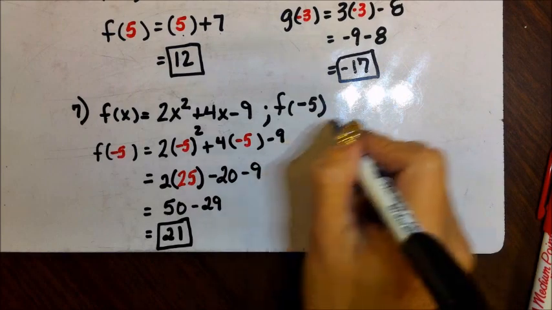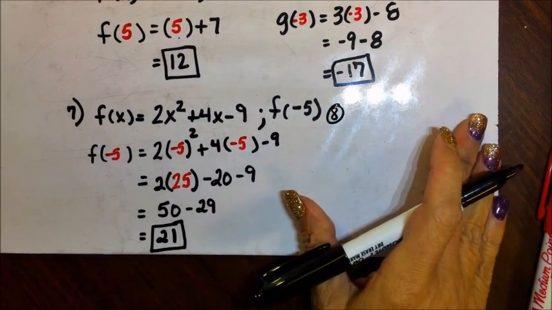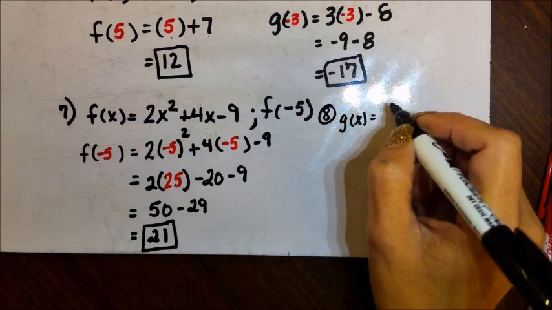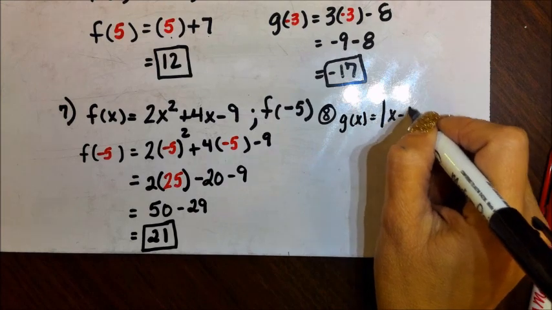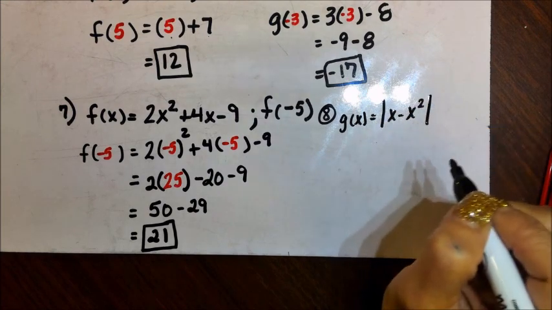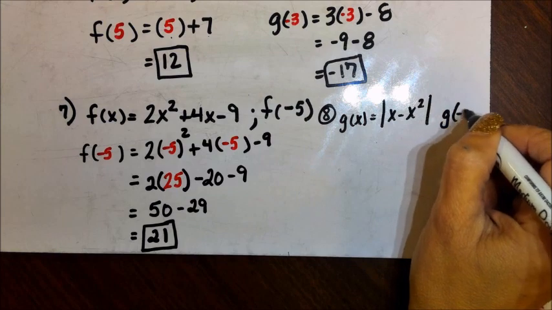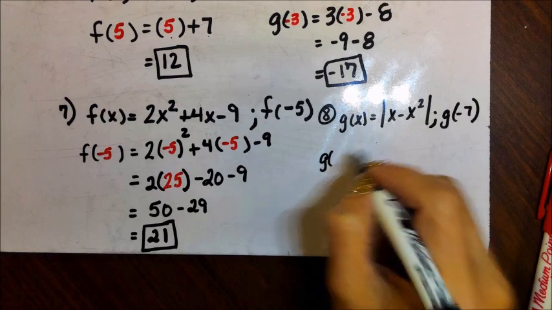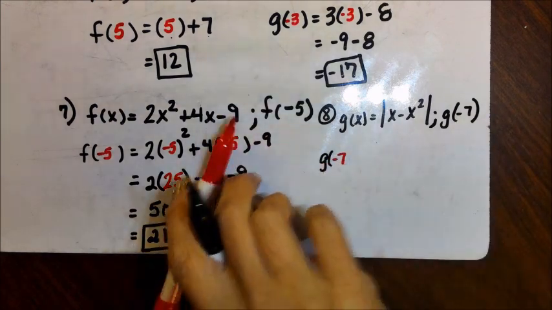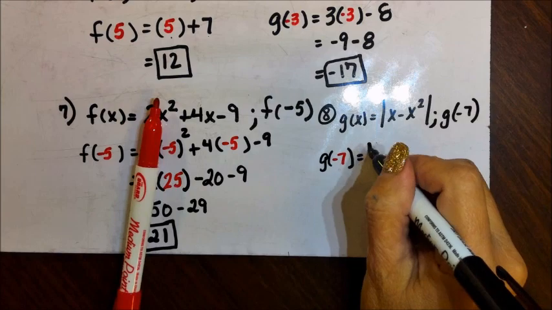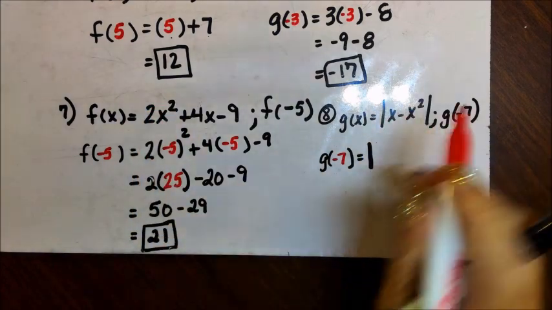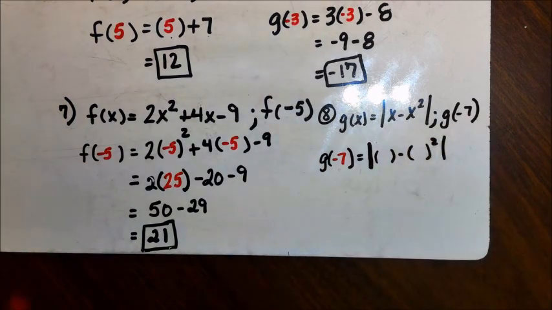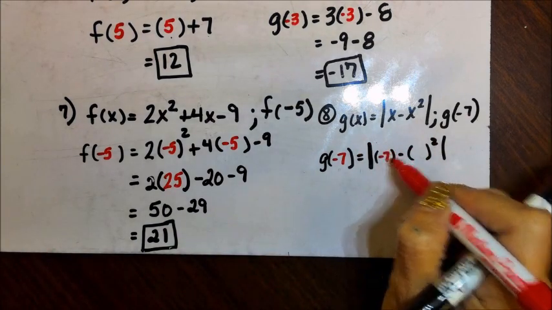I also want to look at number 8, because 8 looks like it might be a little scary. g of x equals the absolute value of x minus x squared, and they want me to find g of negative 7. So g of negative 7 equals the absolute value of, and everywhere there's an x, I'm going to put parentheses, minus parentheses squared, absolute value. And I'm going to put negative 7 in here for my x's.